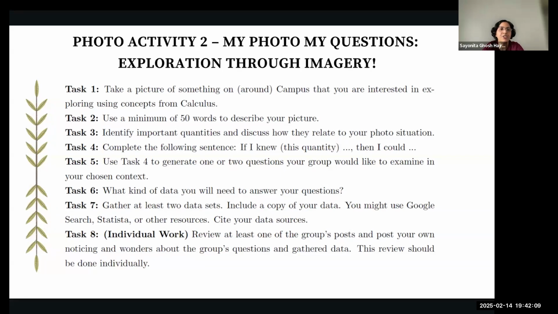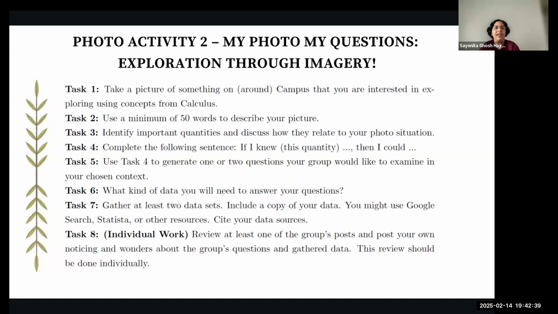And then they were asked to identify important quantities and discuss how they relate to their photo situation. They also completed the sentence, "If I knew, then I could do something about this." And then they were asked to generate 2 questions that they want to examine related to their context, and also what kind of data they would need.